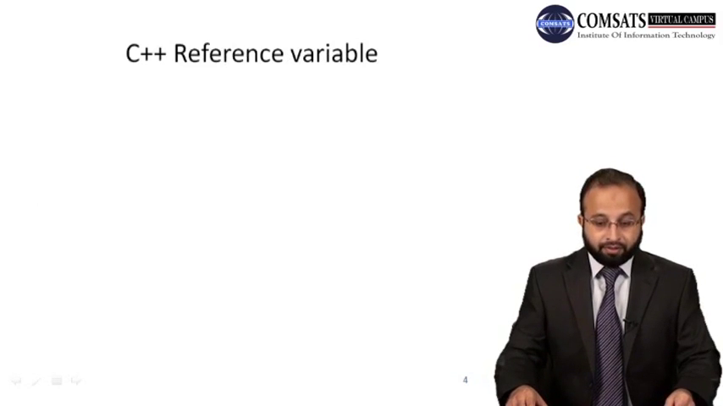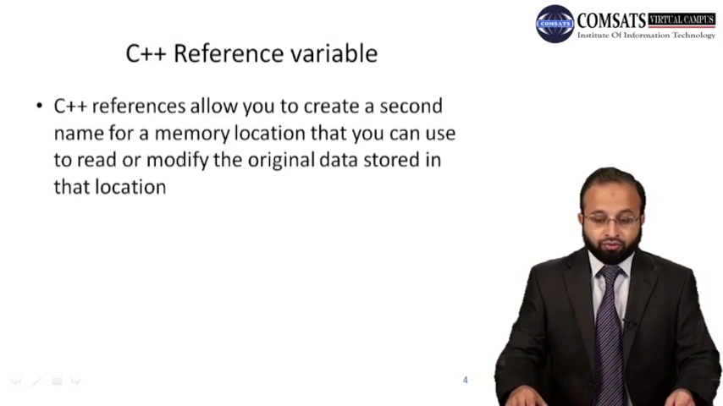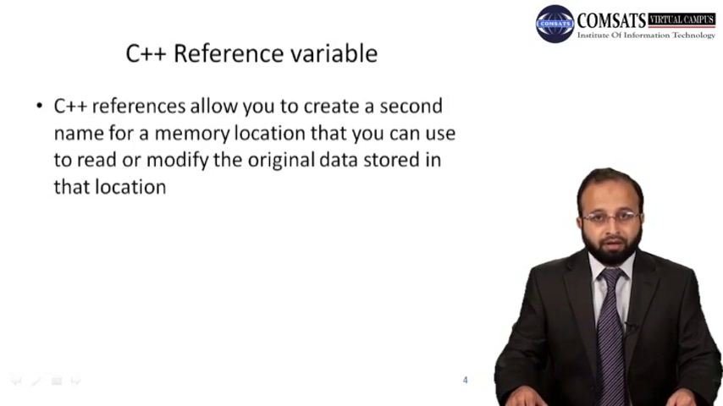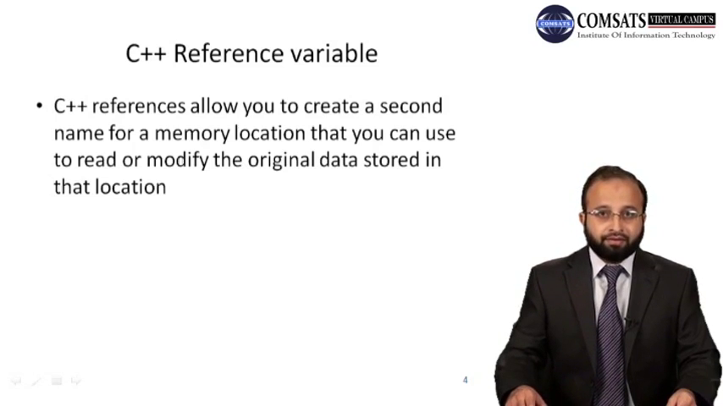C++ reference variables. C++ references allow you to create a second name for a memory location that you can use to read or modify the original data stored in that location. So you have a single name for a memory location, and now you can have another name. For example, if you declare an integer variable, it will allocate 4 bytes for that integer, for example x, and using x you can access that memory. So if you create a reference variable for that memory location, now you can access the same memory that is allocated for x with that reference variable.